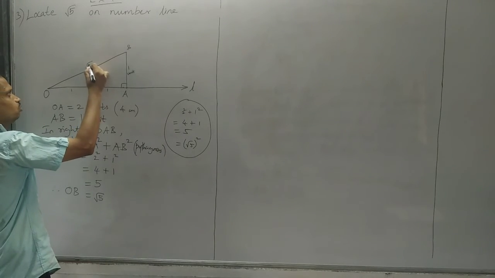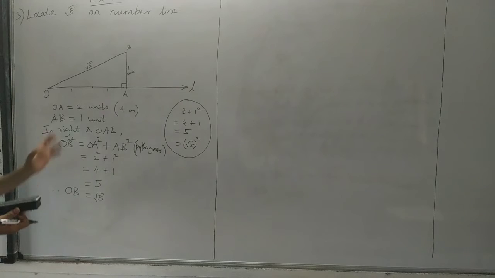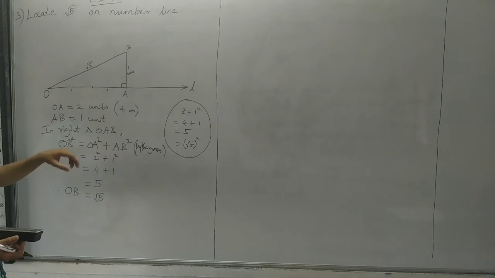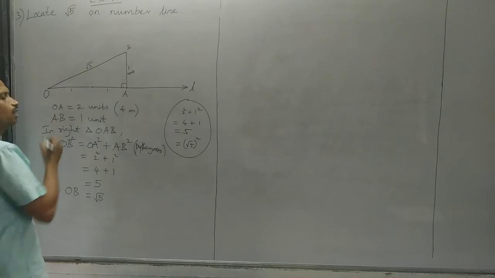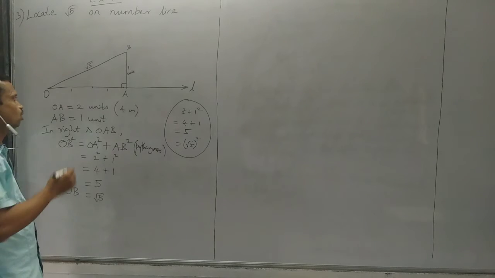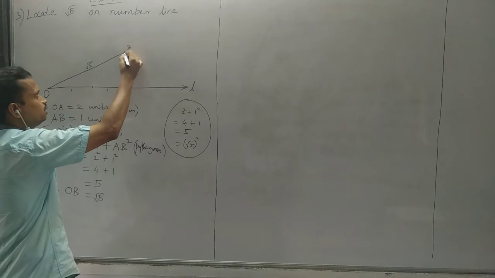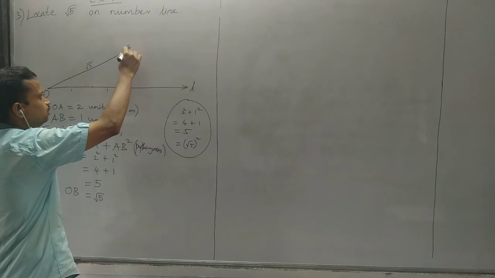So this is called root 5. For root 5 you have to take OA as 2 units and AB as 1 unit. Then we get 2 square plus 1 square, that is 5. So after taking the square root we get root 5. Clear? So this is the way of locating root 5. How to locate it? The same way, keeping the compass pointer at O and OB as radius, draw an arc. Okay?